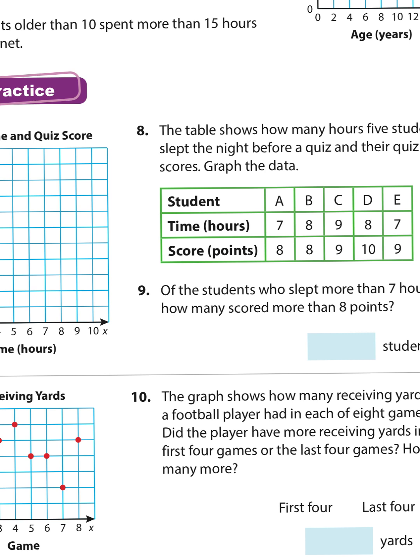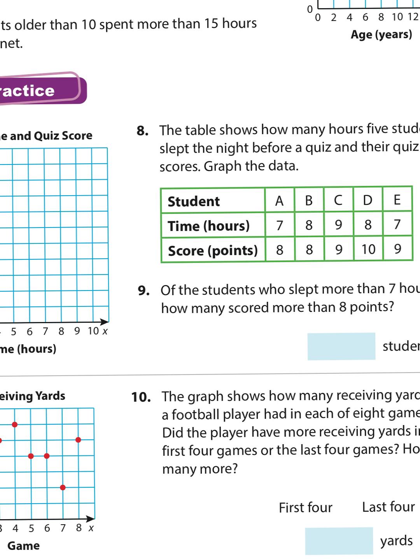Okay. This graph is showing me sleep time and quiz scores. It says how many hours 5 students slept the night before a quiz and their quiz scores based on the hours of sleep that they got. Graph the data. So I have 5 students, A, B, C, D, E. We're not going to list names because we don't want them to feel embarrassed if we give their score, okay?